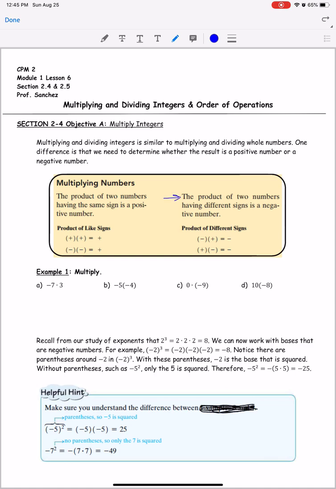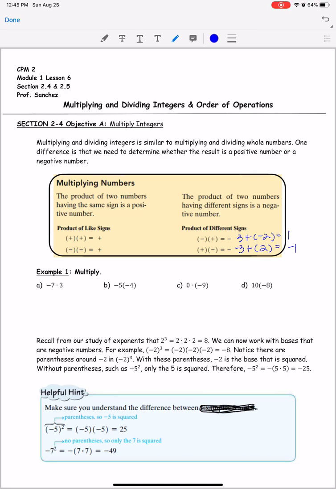Then over here, the product of two numbers having different signs is a negative number. So it doesn't matter if it's negative then positive, or positive then negative. It is always going to be negative. And that's again different when we're adding and subtracting. Let's say I have 3 plus a negative 2. That's going to be a positive 1 because my bigger number is positive. But if I have negative 3 plus a positive 2, then that is going to be negative 1 because my bigger number is negative.